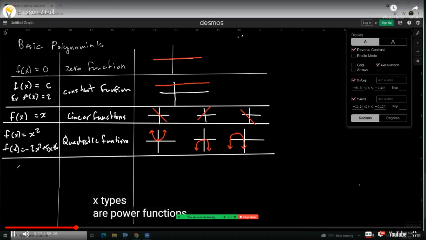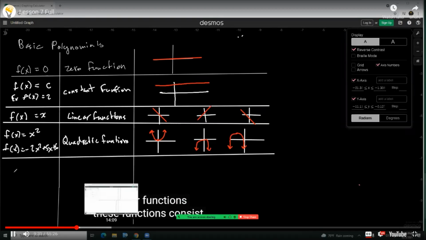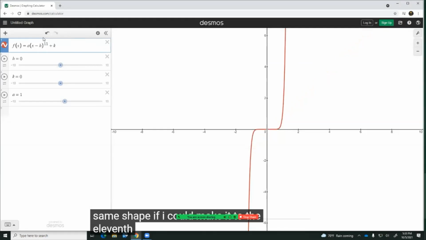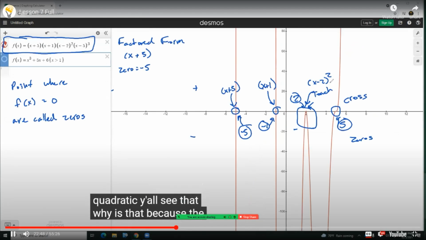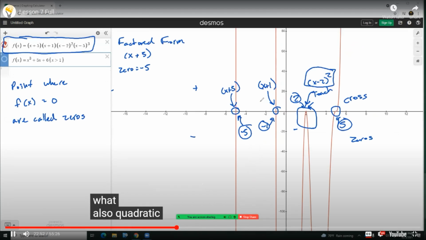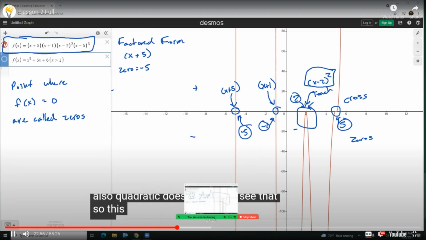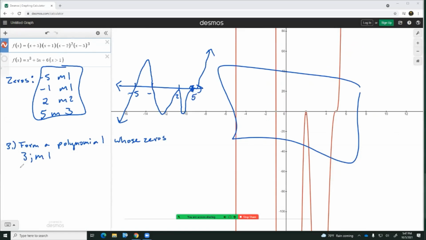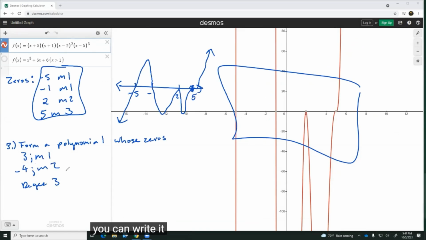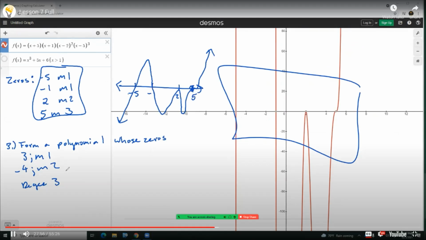Our power functions. These functions consist of stuff like f of x to the 11th or 111th or 1011th. It just means you can draw it without ever lifting your hand off. Because the 0 there is what? Also quadratic. Does everybody see that? So this 0, you can see, are 3 with a multiplicity of 1, -4 with a multiplicity of 2, and then it's of degree. You can write it in back and forth.